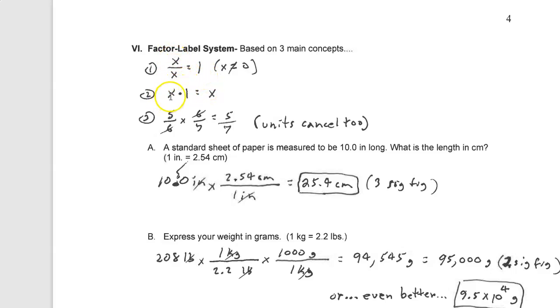All right. Second concept, if I take any number and I multiply it by 1, that includes 0, what do I get? Well, I get that same number. 10 times 1 is 10, 20 times 1 is 20, so on and so on and so forth.